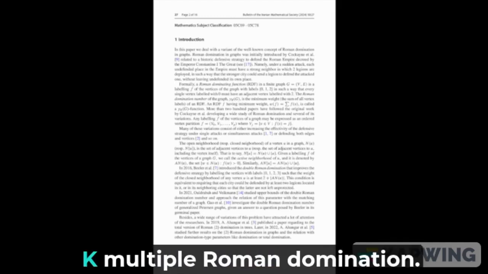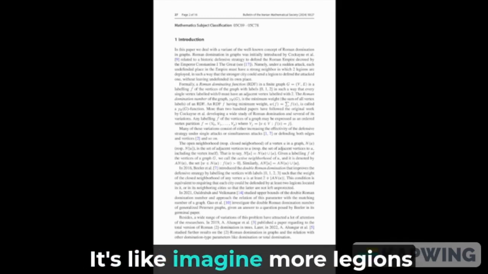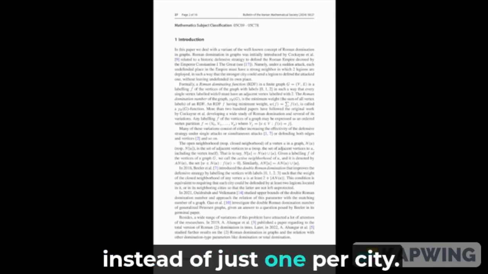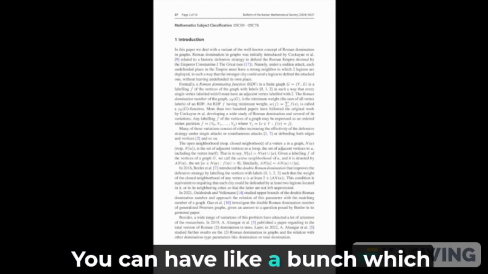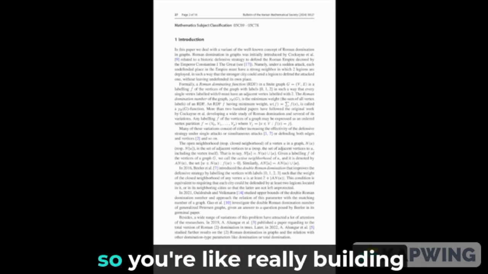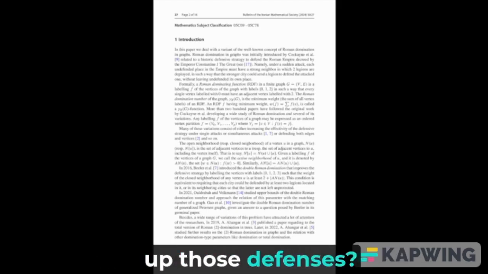Exactly. Now, multiple Roman domination, it's like imagine more legions. Okay. Instead of just one per city, you can have like a bunch, which changes everything. Okay, so you're like really building up those defenses. Exactly. Yeah. No easy targets.